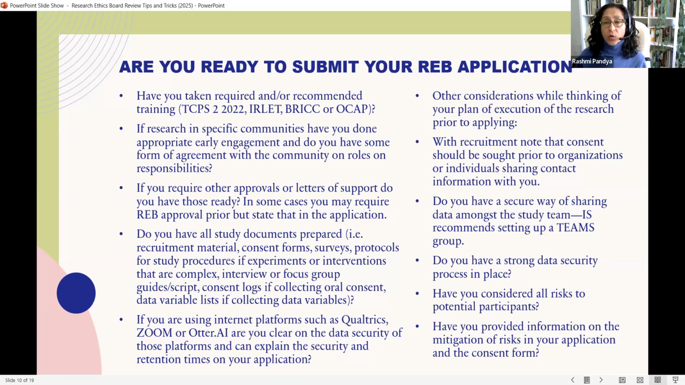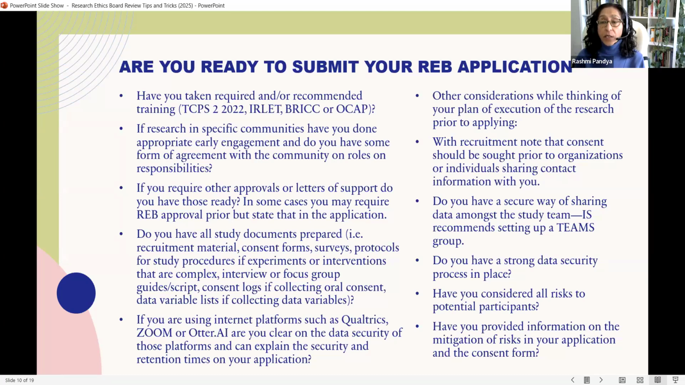With recruitment, you should note that consent should be sought prior to organizations or individuals sharing contact information with you. This is a common one we usually see. People are like, oh, we're going to do snowball sampling, and people will just give us the contact information for people that they think would be interested, or the organization will give us a bunch of contacts for people. Anyone sharing anything like that with you has to get consent from the individuals prior to sharing any kind of contact information with you. So please be sure you account for that.